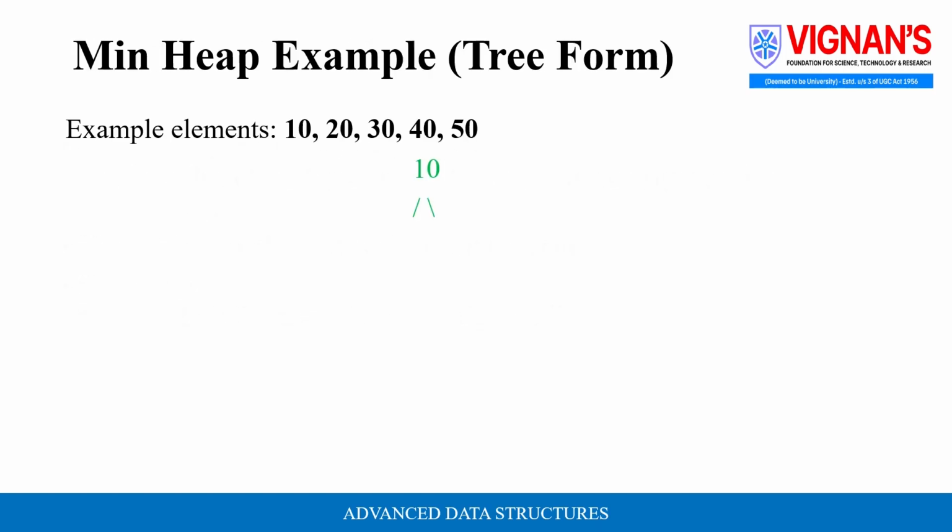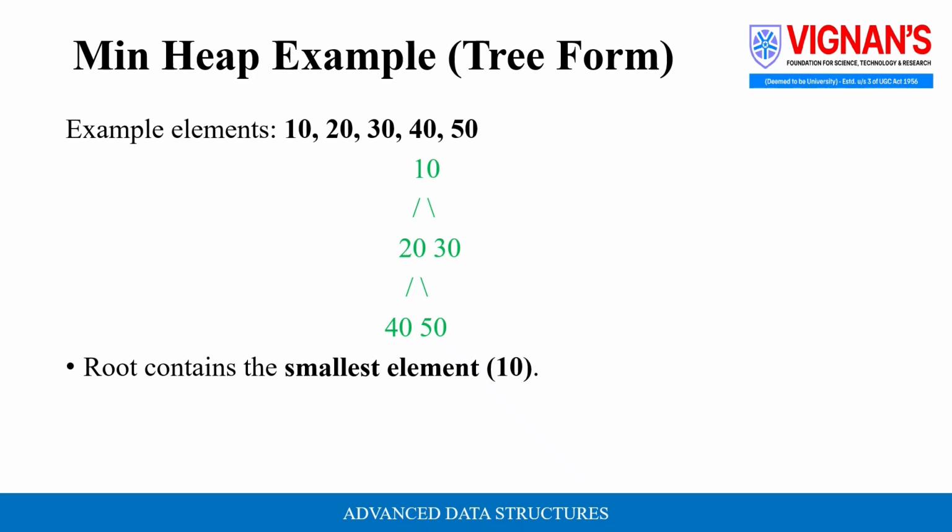Consider the elements 10, 20, 30, 40, and 50. These elements are arranged in a min heap structure. At the top of the heap, the root node contains the value 10, which is the smallest element. The left child of 10 is 20, and the right child is 30. Below 20, the left child is 40, and the right child is 50. In this min heap, each parent node is less than or equal to its children. That is why 10 is smaller than 20 and 30, and 20 is smaller than 40 and 50. This structure ensures that the minimum value is always stored at the root.